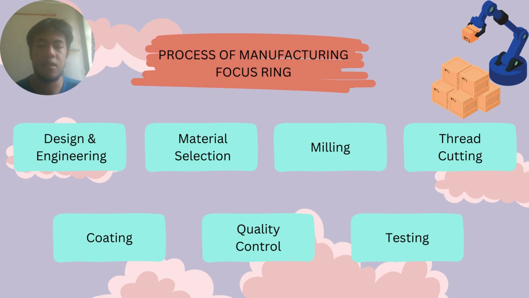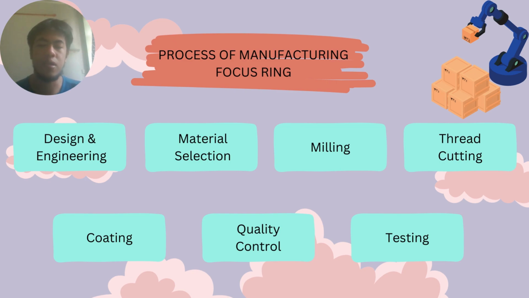Utilize machining processes such as milling or turning to achieve the precise shape and dimensions of the focus ring. Integrate any necessary features such as grooves for grip or markings for calibration. Next is thread cutting. If the focus ring involves a thread component, perform thread cutting to ensure accurate and smooth adjustment. For the coating, apply surface treatment like coating or anodizing for enhanced durability, corrosion resistance, and a refined appearance.